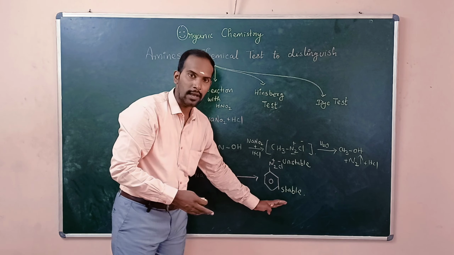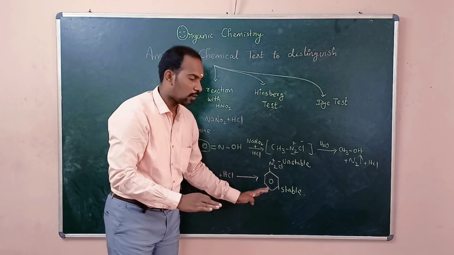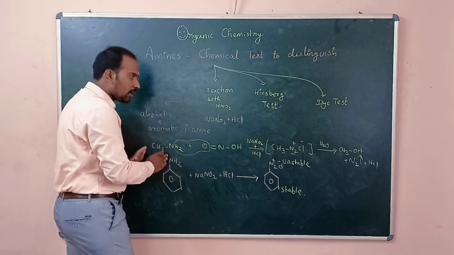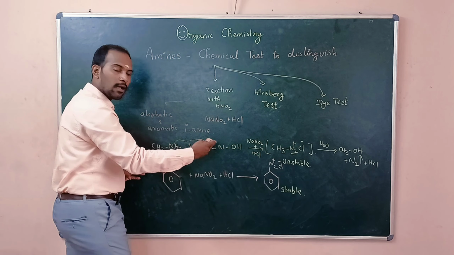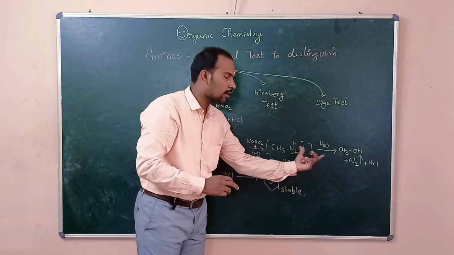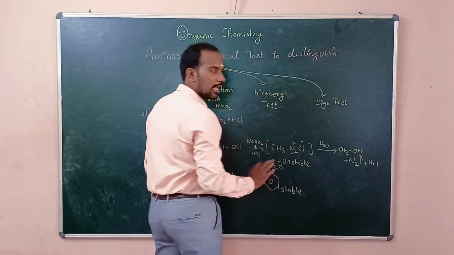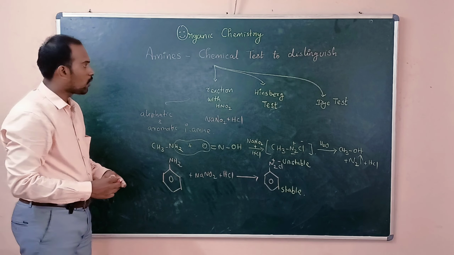Okay? So in this reaction, nitrogen gas is not liberated. So if they ask to convert methanamine to methanol, the best conversion is reaction with nitrous acid: you write the unstable product and write the product as methanol plus N2 plus HCl. Okay, I hope it is clear.